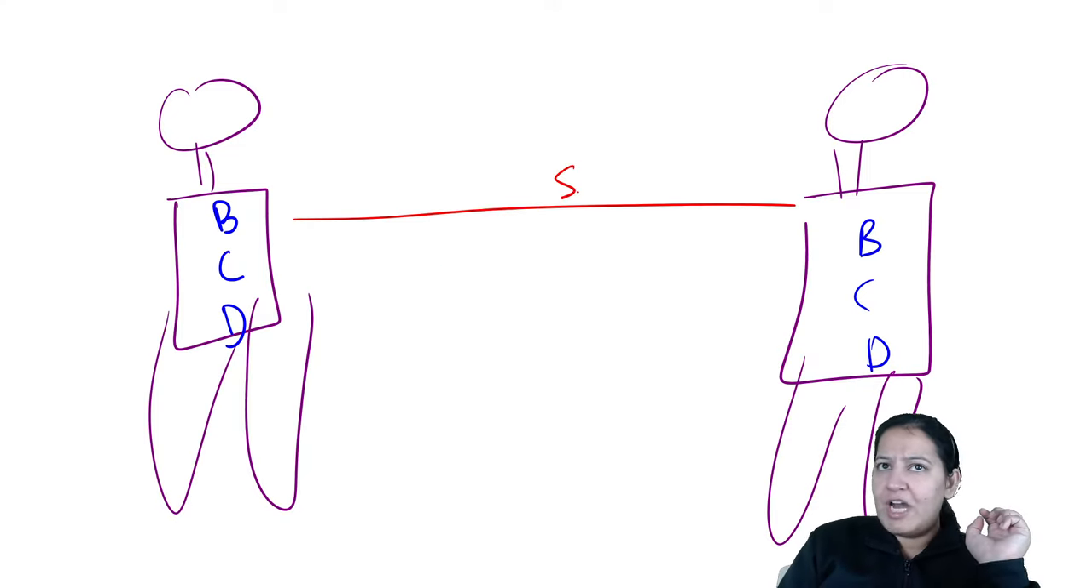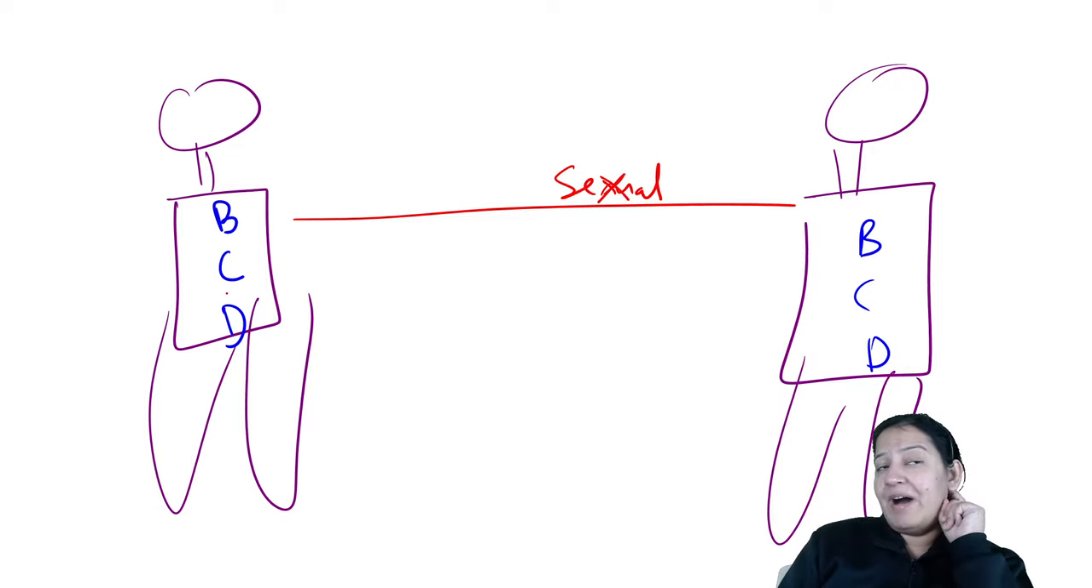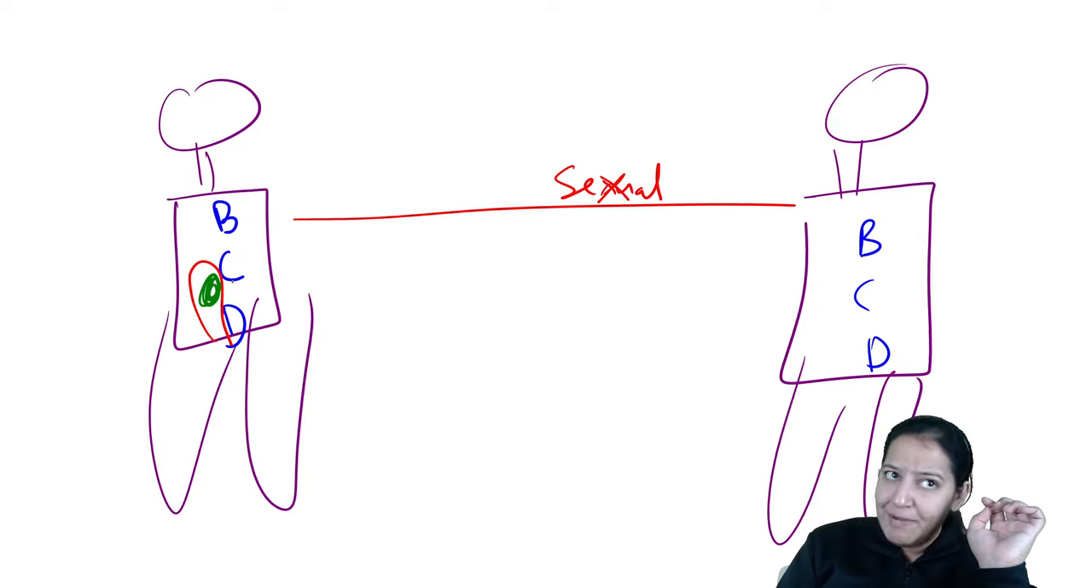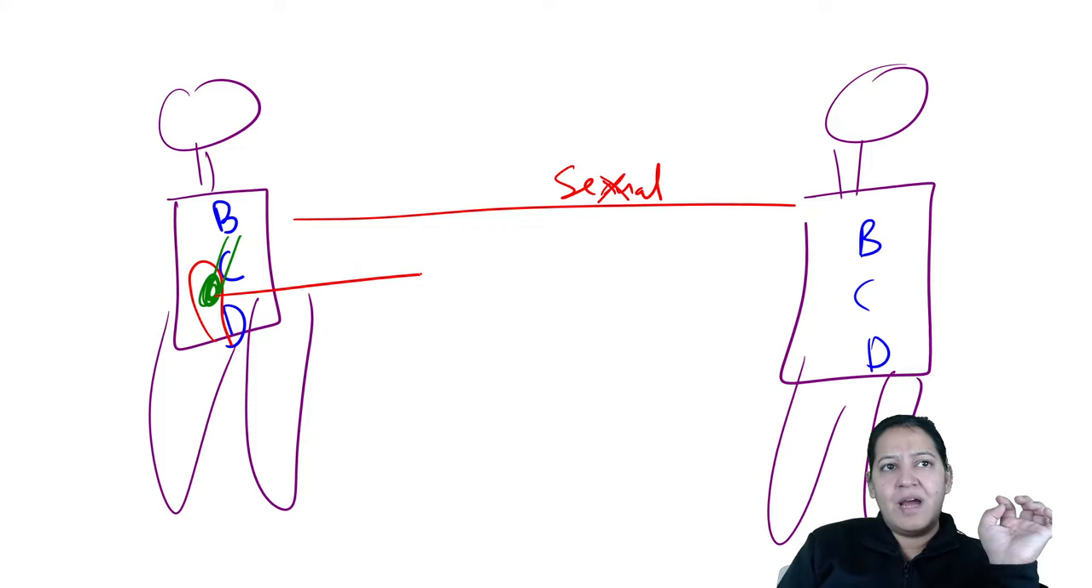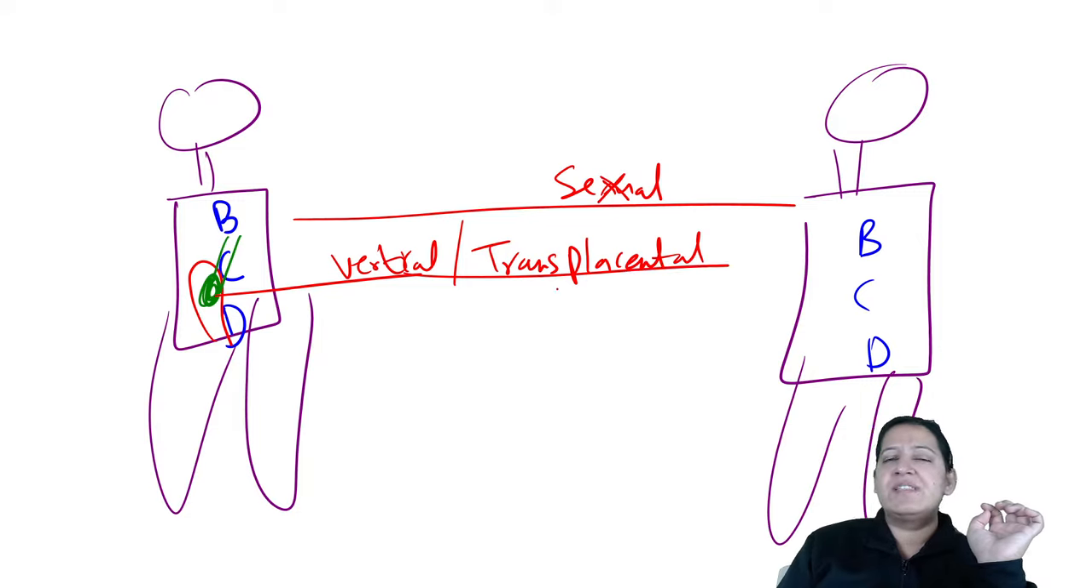Number one, sexual contact between the two persons. So it spreads sexually from one person to another. Number two, if the first patient is a female and she is pregnant, she is having a fetus in the uterus. So it can spread via placenta, from mother to fetus. This route is known as vertical or transplacental, spreading from mother to the fetus.